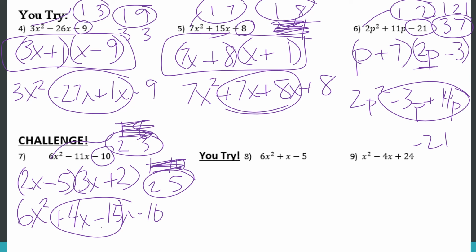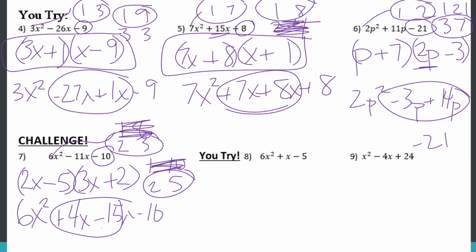Okay. So if you haven't yet tried any on your own, I would encourage you to pause the video now and try 8 and 9 by yourself. Number 9 is when that a value is 1, so that's that regular guess and check. And then number 8 is using this guess and check, but taking into account what I do for the a term. Okay.